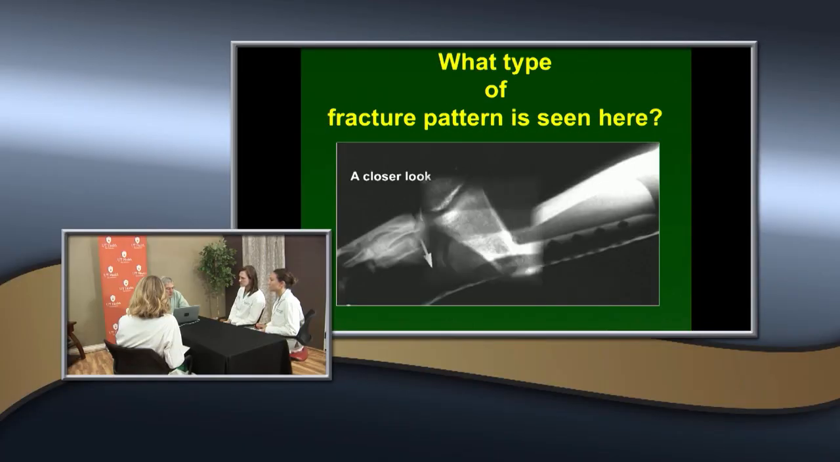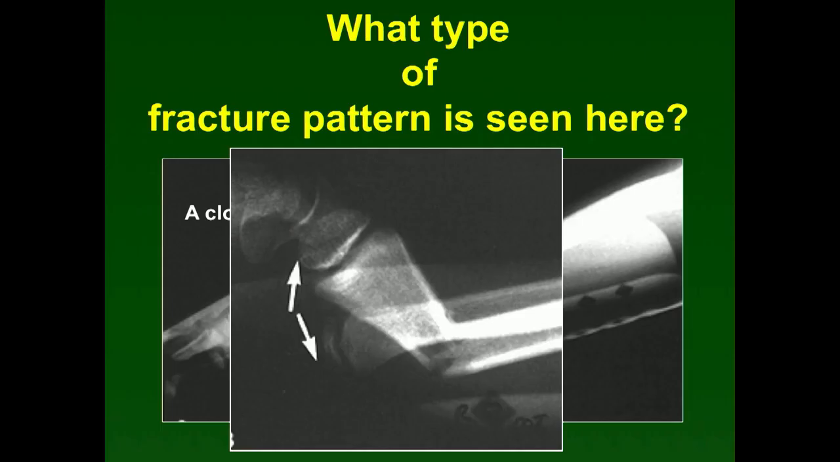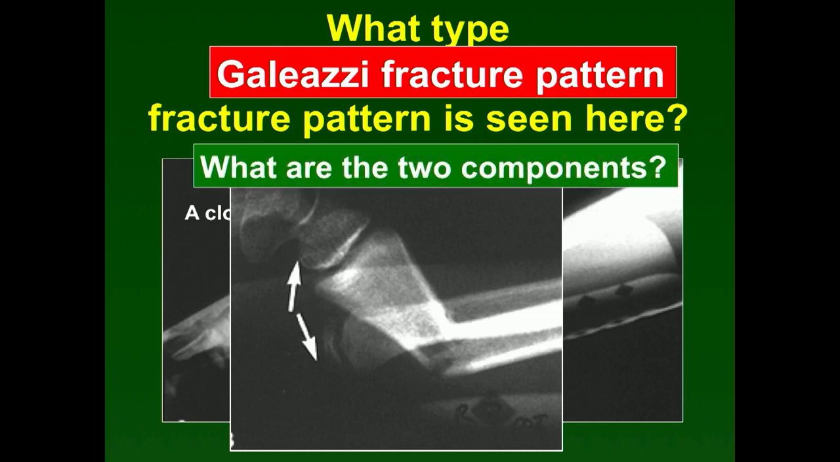We'll get a closer look at this. What do you see? Distal radius fracture with the ulnar DRUJ injury. Yeah, right. So that's called a Galeazzi fracture. You don't speak Italian, no. So what are the two components?